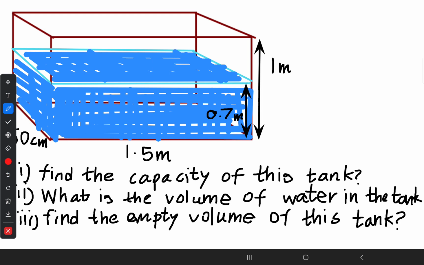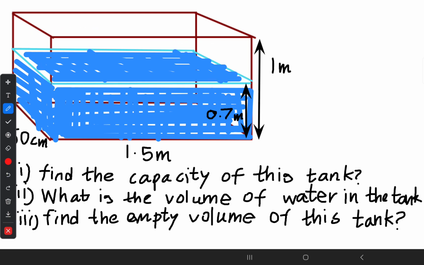Then find the empty volume of this tank. We know the capacity, and now we know the volume of water in the tank. From the total capacity, when you subtract the water's volume, you will get the empty volume of this tank.